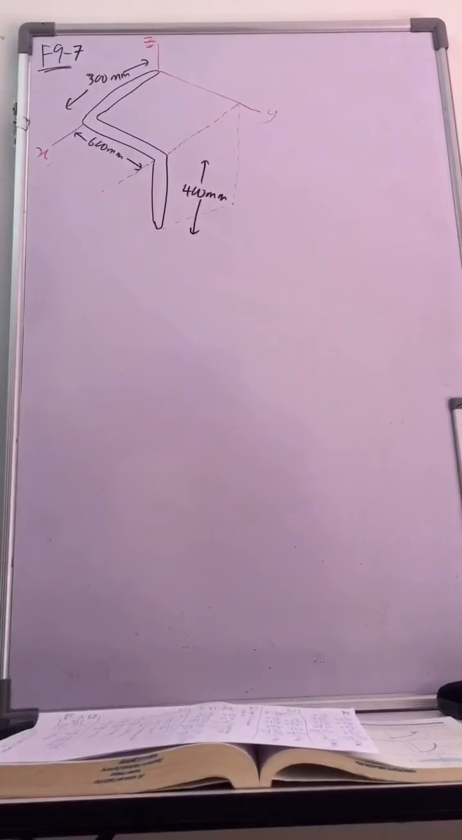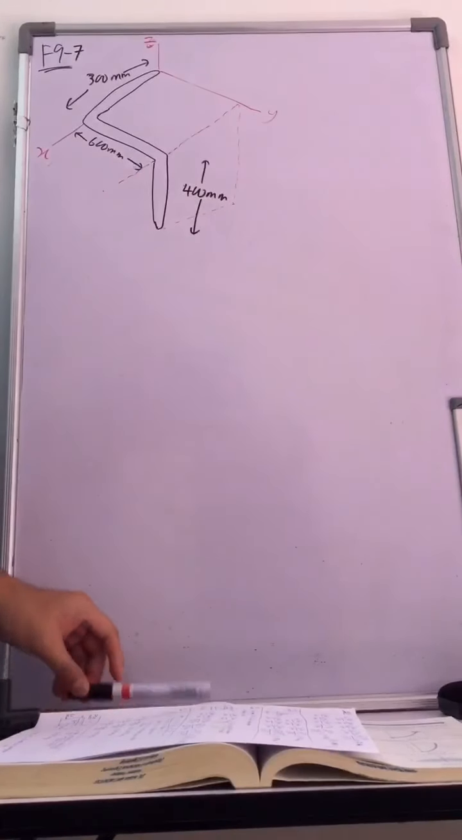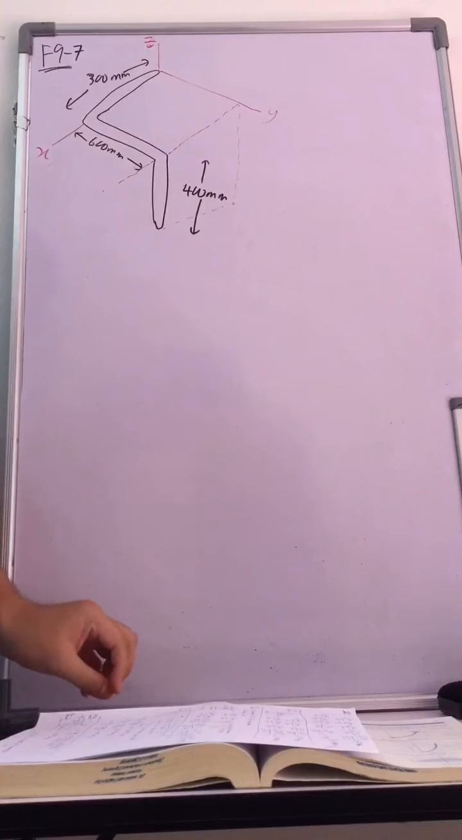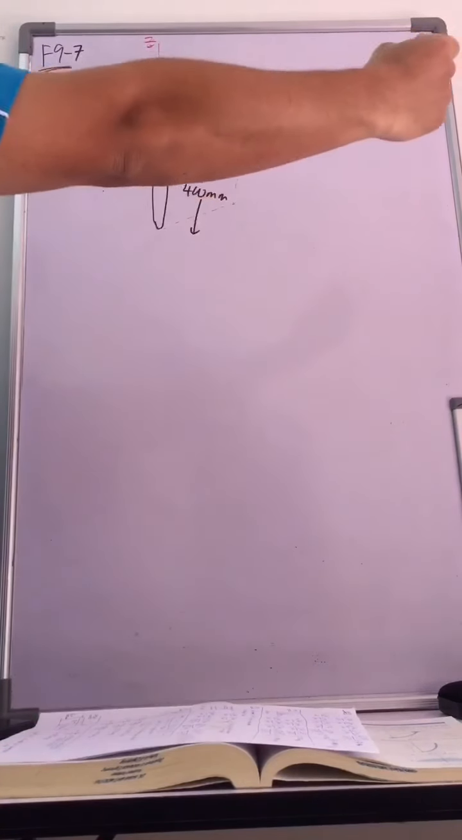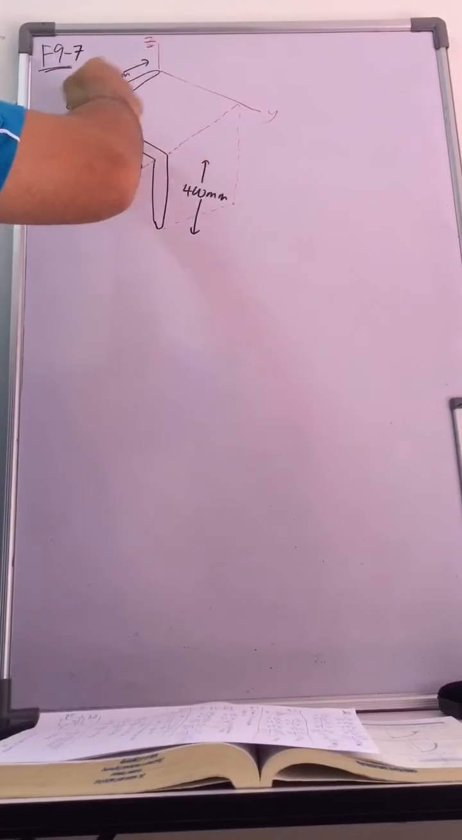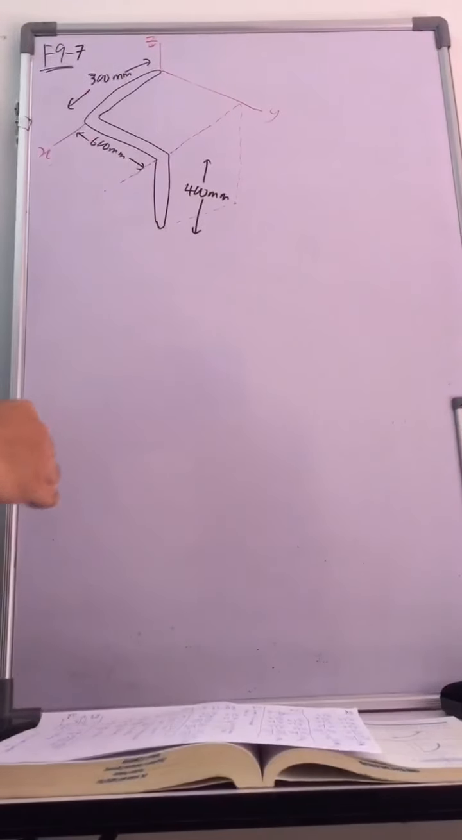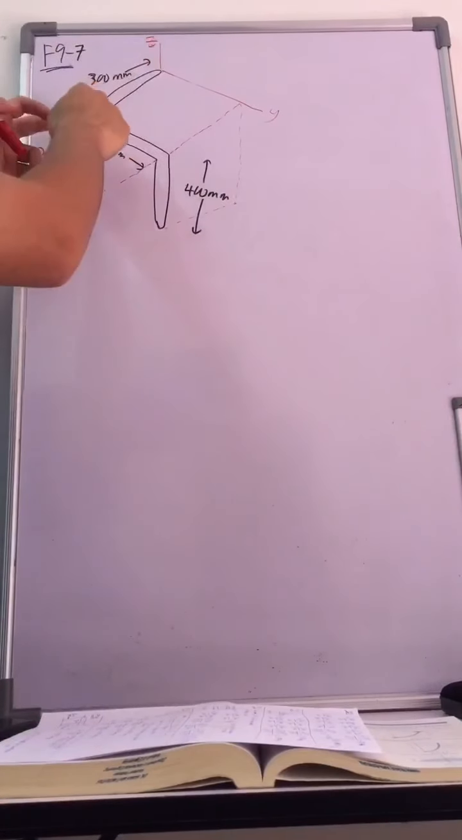Now we go to the example of composite bodies. Okay, F97. In this problem, a straight wire with length 300 plus 600 plus 400, which means like 1.3 meters, is bent at this and that.